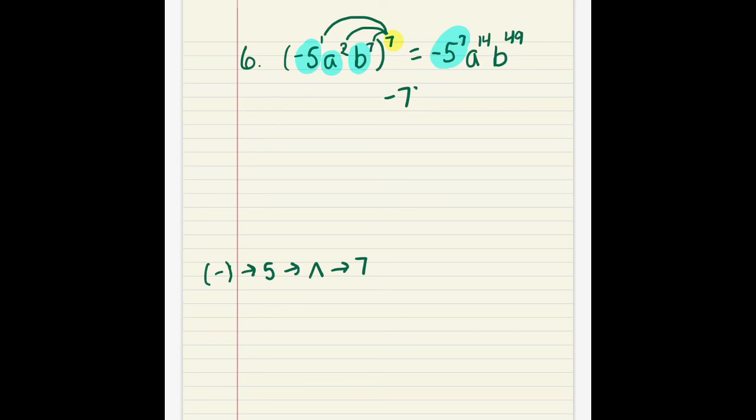So you get -78,125 a to the 14th, b to the 49th. So it is possible that you could get either -5 to the 7th, a to the 14th, b to the 49th, or this humongous number right here. So just be aware if your answer option is not available, you just might have to simplify that number in the front there.